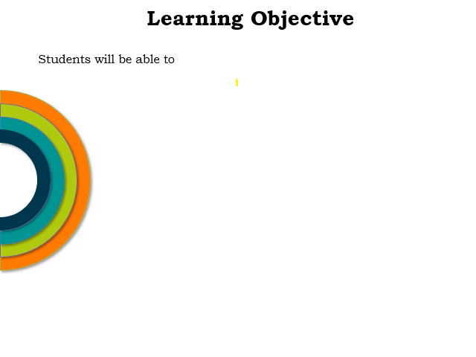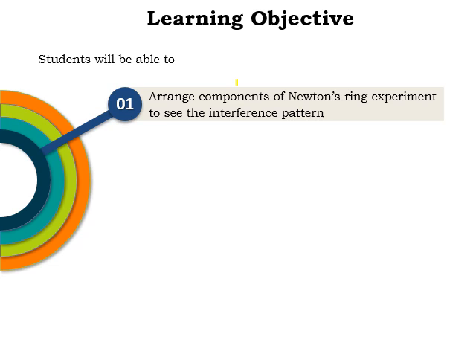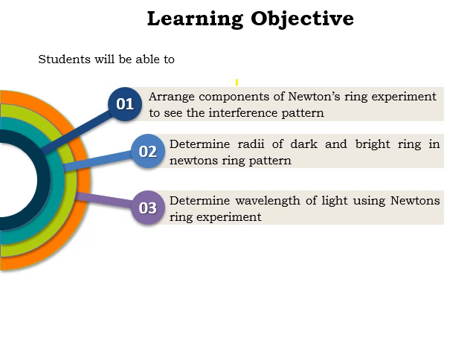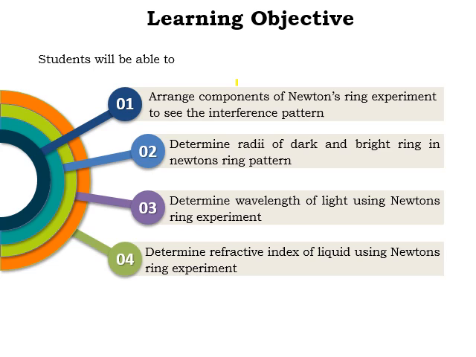So what are the learning objectives of this particular topic? At the end of this video, you will be able to arrange components of Newton's ring experiment to see the interference pattern. Then you can determine radii of bright and dark ring in Newton's ring pattern. You can determine wavelength of light using Newton's ring experiment. You can determine refractive index of liquid using Newton's ring experiment. So this is related to learning objective.